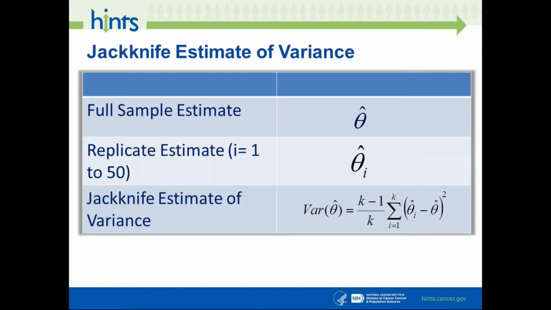Now this formula here, k minus 1 over k, is particular to the JK1 method. K in this case is the number of replicate weights. Keep in mind HINTS has 50. Let me take a step back. K is 50, minus 1 is 49, divided by K, 49 divided by 50 is 0.98. Good. So you'll see that correction factor show up in some of the code later.